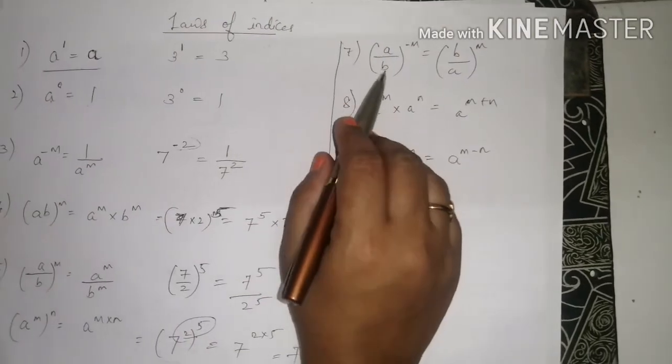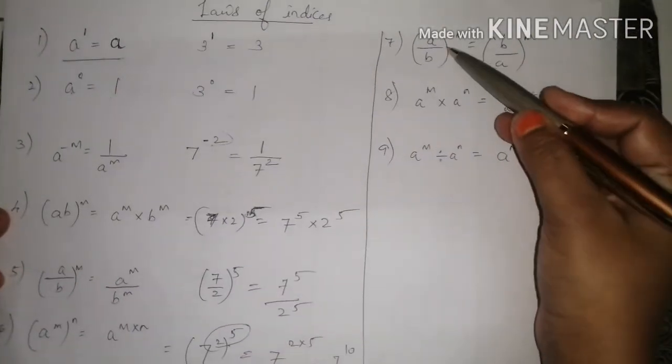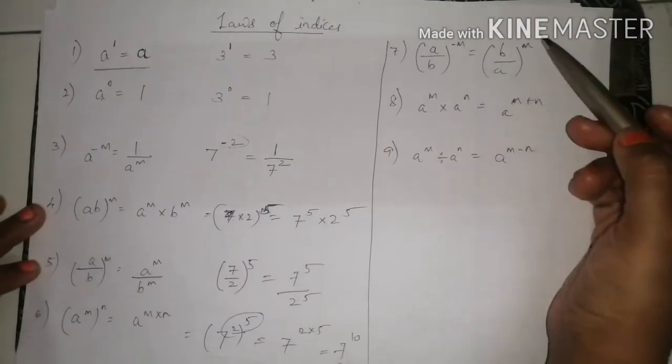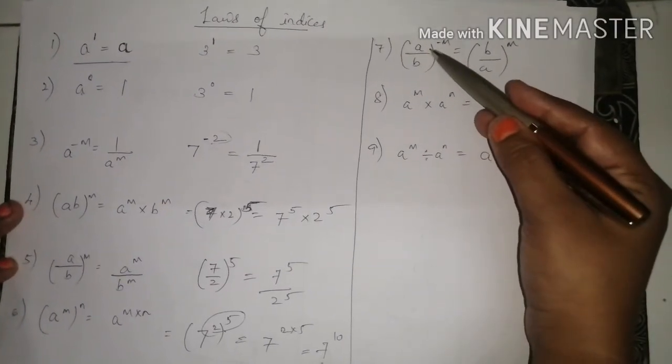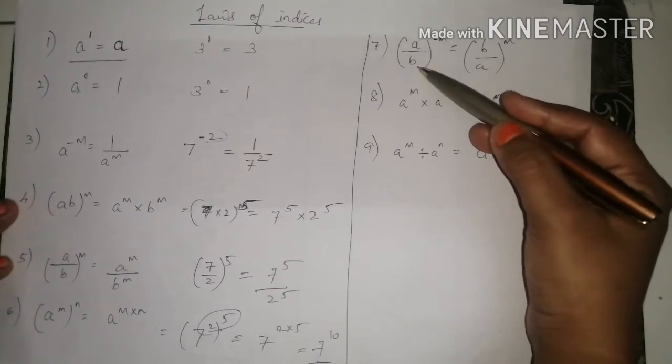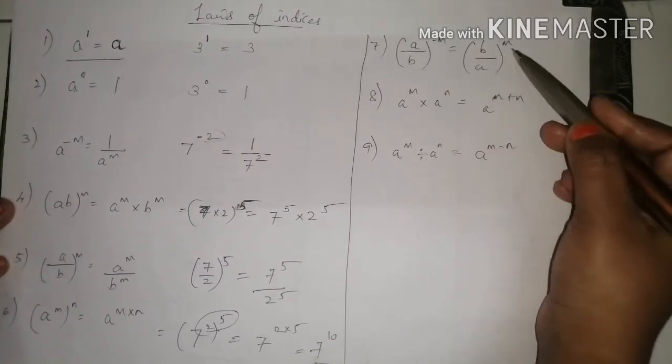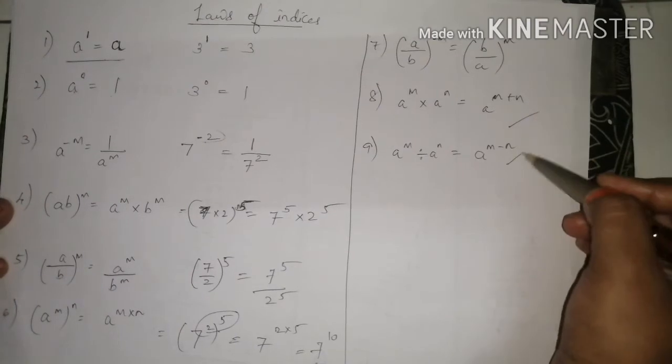Now the seventh law is a upon b raised to minus m. If the power is negative and you want to make it positive, then you have to make the reciprocal of the numbers inside the bracket. So it will become b upon a raised to m.